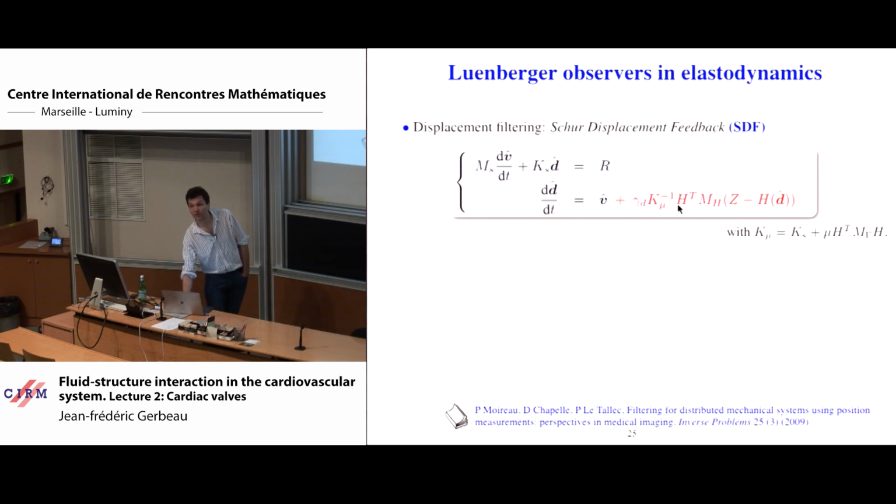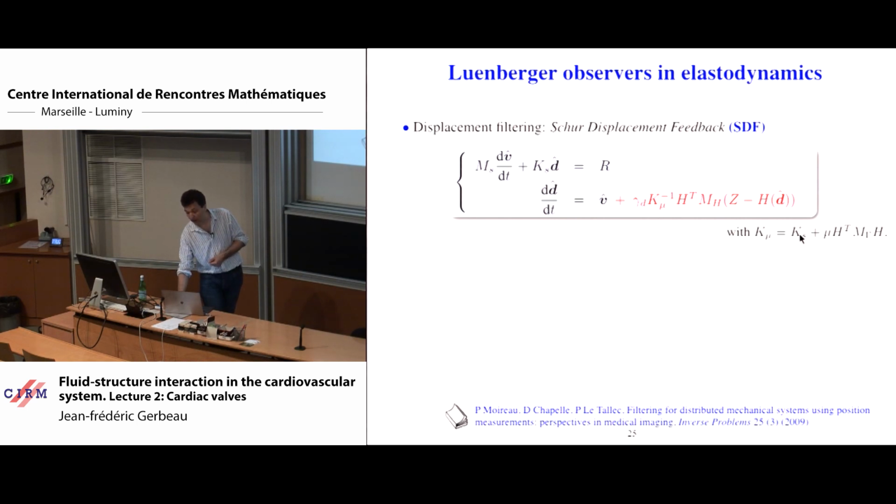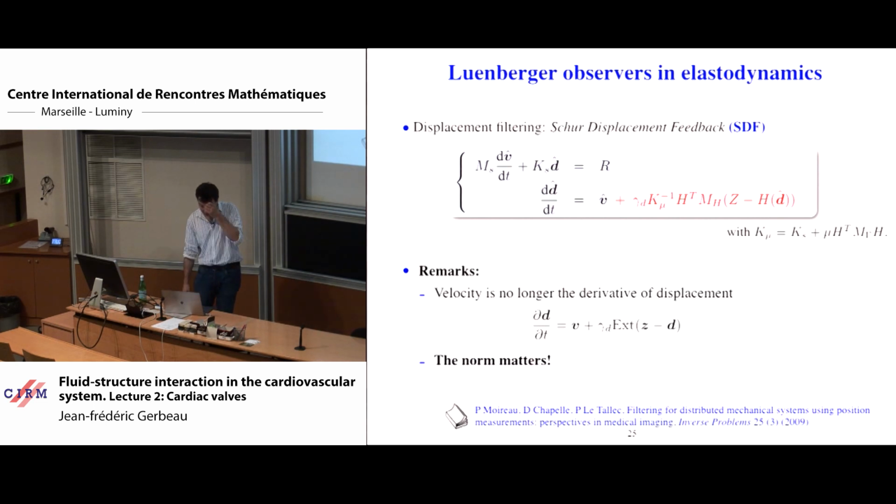Instead of putting this feedback term in the first equation, they modified the relationship between the displacement and the velocity. So in that approach, the velocity is no longer the time derivative of the displacement, which looks weird. But remember, if you are able to do what you want, in the sense that you are able to assimilate the data and correct your system, at the end, this term will vanish, and you will recover the correct equation. There is another idea that I will not detail here, which consists in modifying the norm that is used to measure the discrepancy, which is also tricky. I will come back to that question for fluid structure problems. So the velocity is no longer the time derivative of the displacement, and the norm matters. This is what you have to keep in mind.